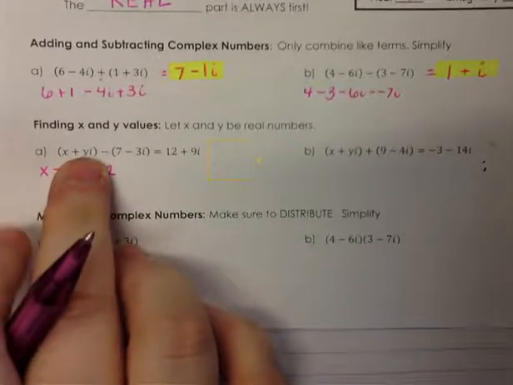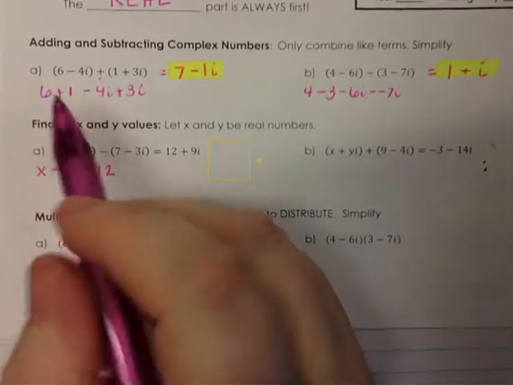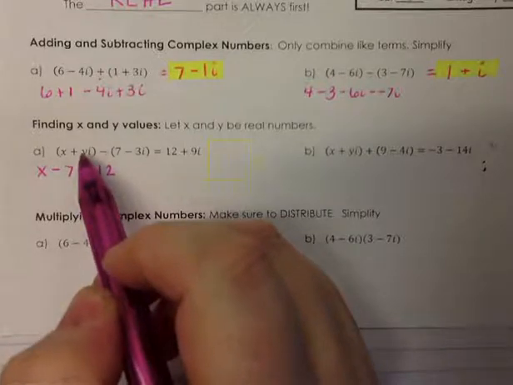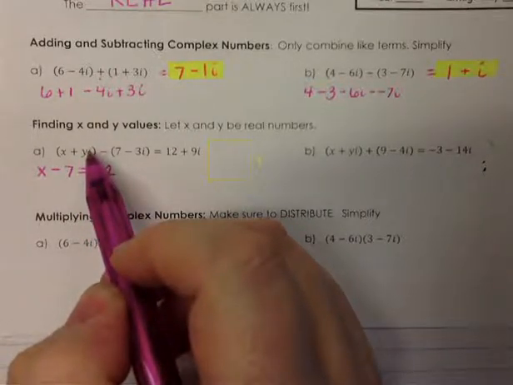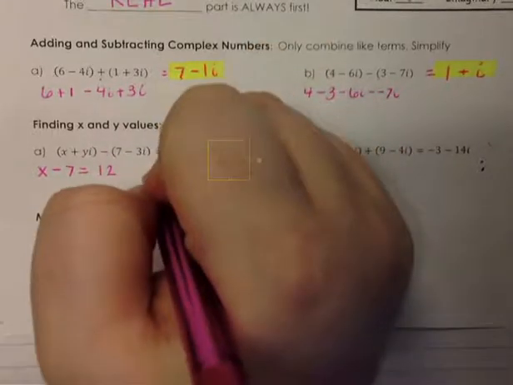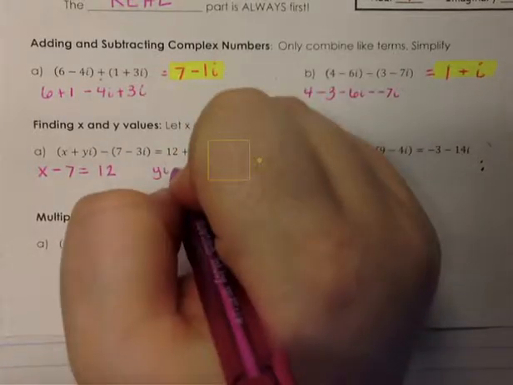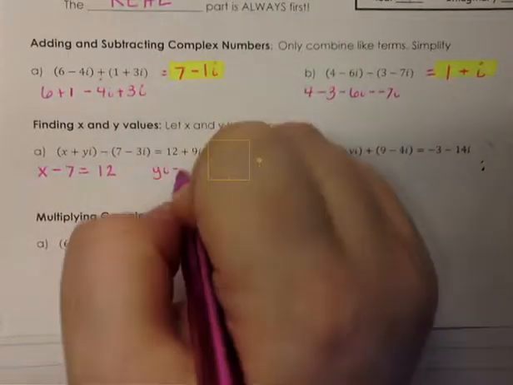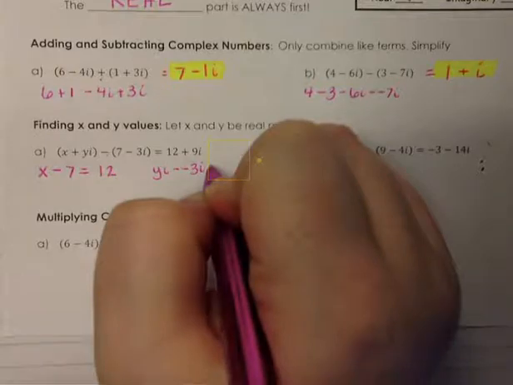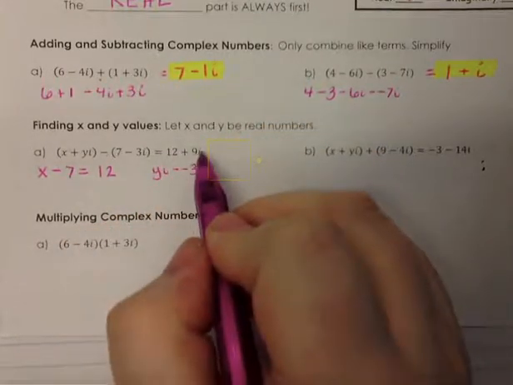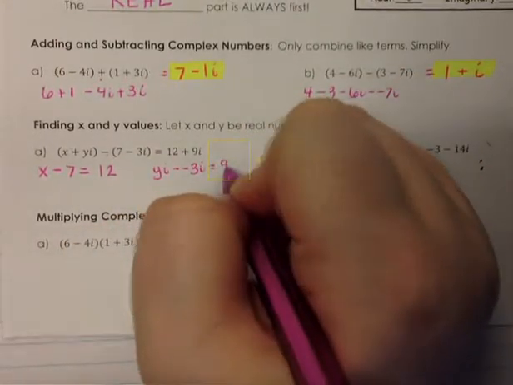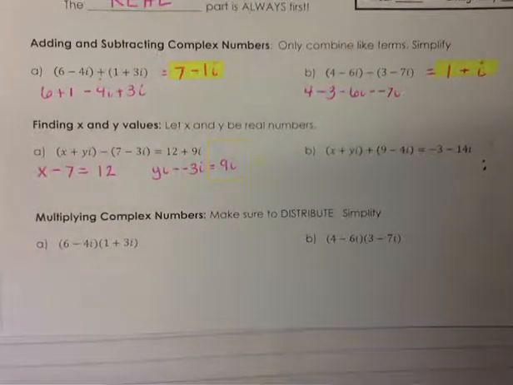Then we can do the imaginary part, the y. Well, y is attached to an imaginary number, but y will just be a number. So when we do this, the yi does go together. So we have the yi minus the -3i, which is equal, and then the imaginary part here is the 9i. So now we can just solve for the variables. So I'm solving for this variable for x.